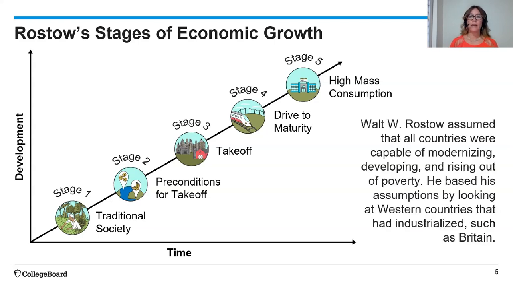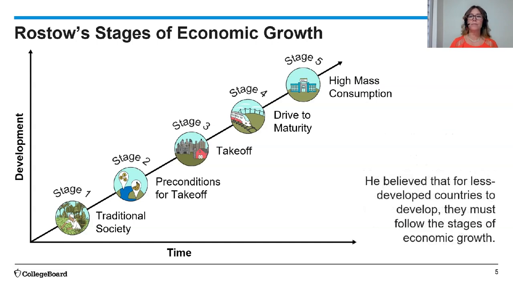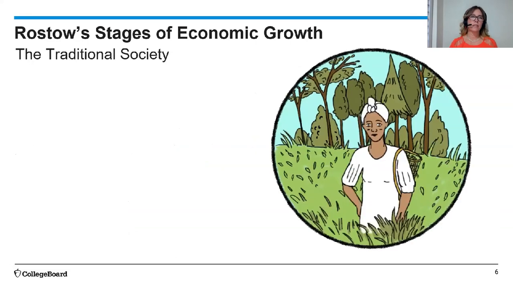Walter Rostow, he assumes that all countries are capable of modernizing, capable of developing and rising out of poverty. He bases these assumptions by looking at those countries that had already industrialized. Primarily, he's looking at Britain, Western Europe, and the US. He thinks that for less developed countries to develop, they have to follow specific stages of economic growth. So let's look at some of these stages.